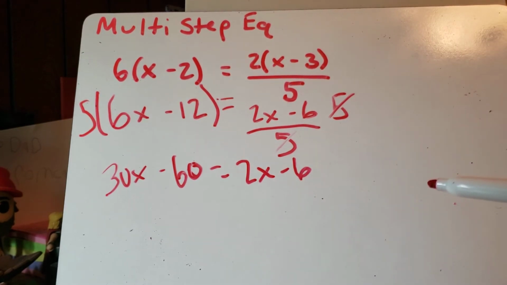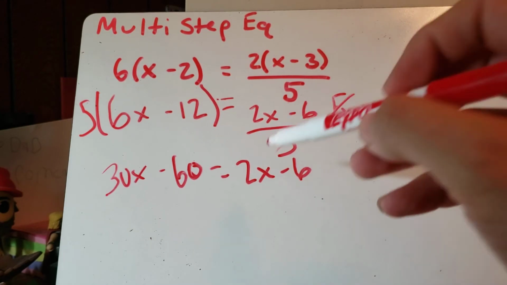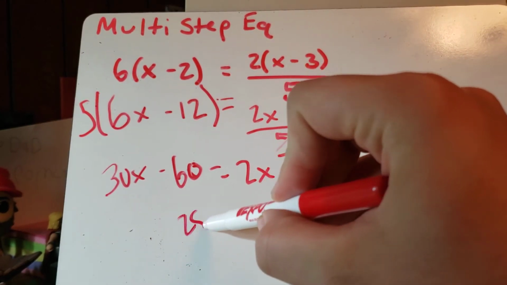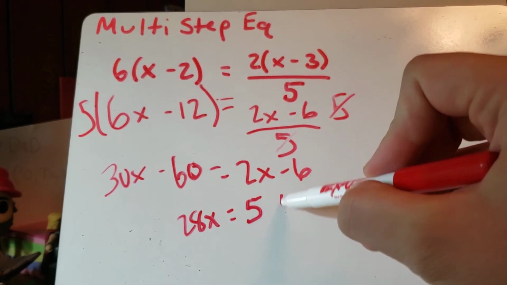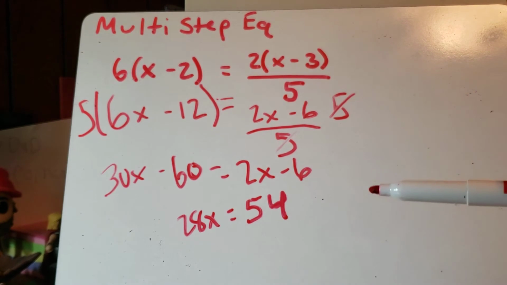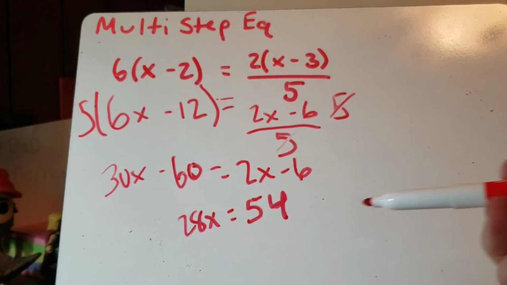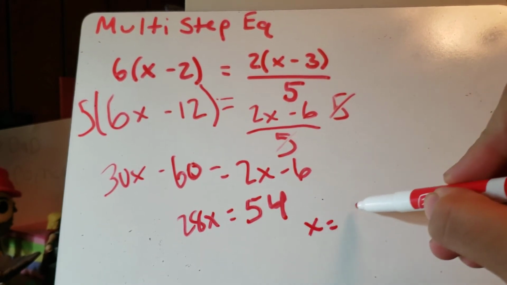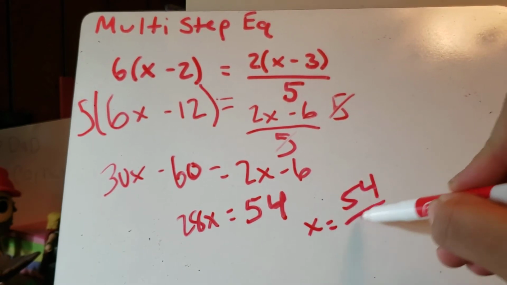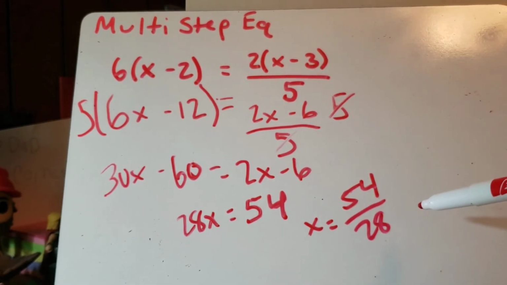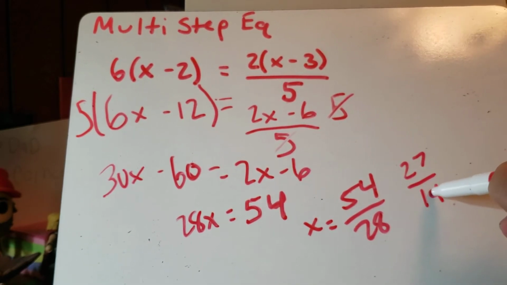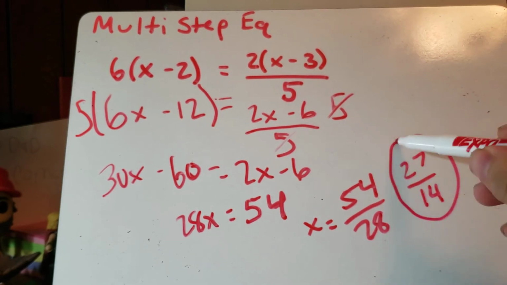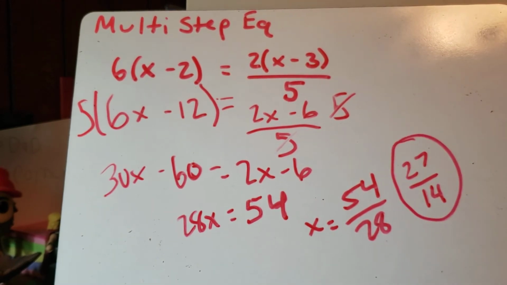And now we just have a kind of standard, although much larger numbers than usual, equation. We're going to subtract the 2x over, get 28x over here. We're going to add 60 over to this side, get 54. And let's see, 54 and 28 don't divide evenly. That's okay. So we're going to get 54 over 28, and that will reduce to 27 over 14. And that'll be our answer for our first one here.